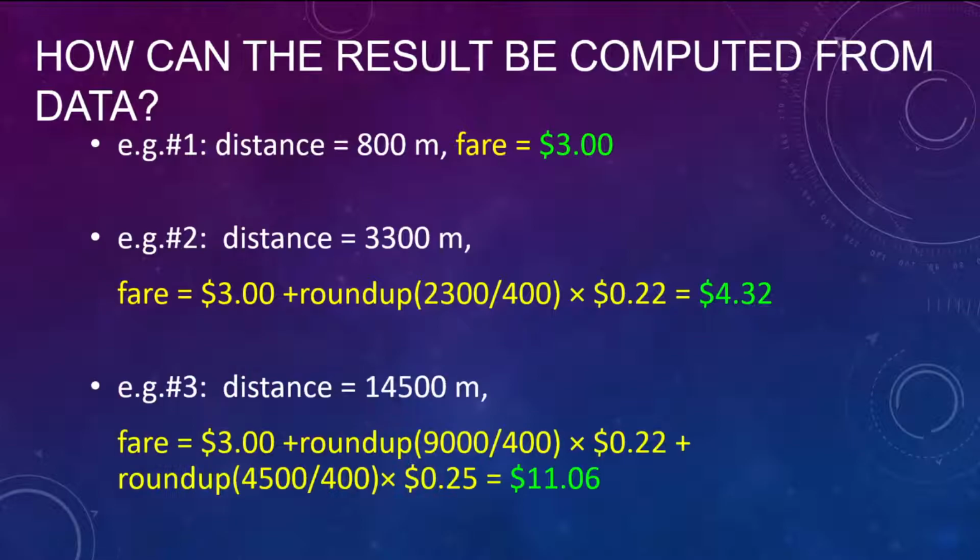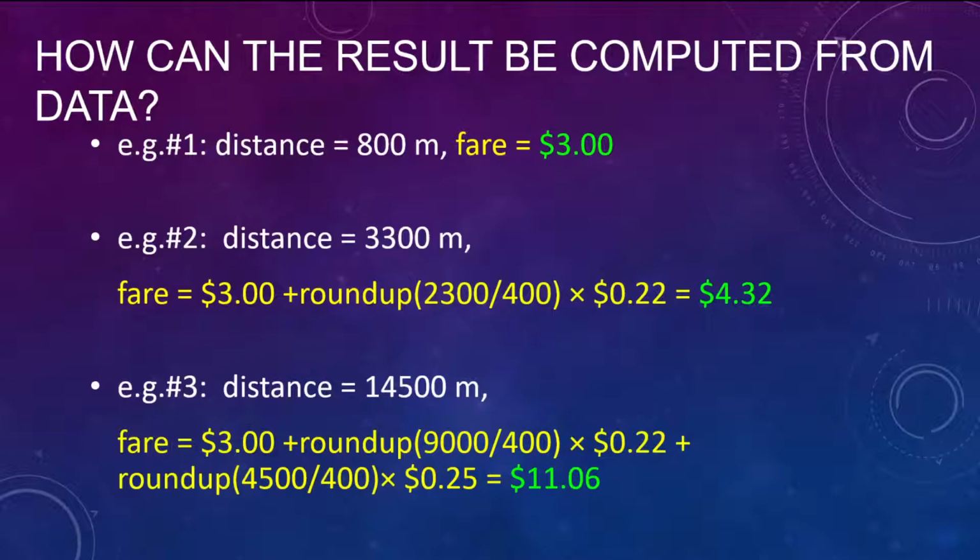The next example is a bit higher one, 14,500 meters. So this one, I will take this fare. Remember the tiering, there's a few of them. There's a 22-cent tiering, and then there's a 25-cent tiering. So same thing, take 14,500 minus away.